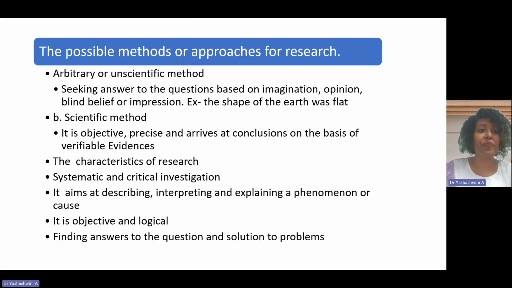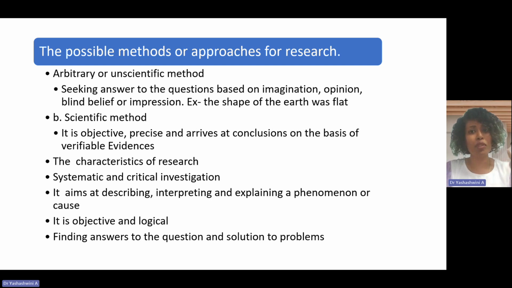Moving on further, there are various ways or methods or approaches for the research. Namely, I would go for four. So the first form of research approach is going to be the unscientific method or arbitrary approach. Here, it is believed that an individual is going to try to seek answers to questions with blind belief, with perception, with imagination, and with opinion.